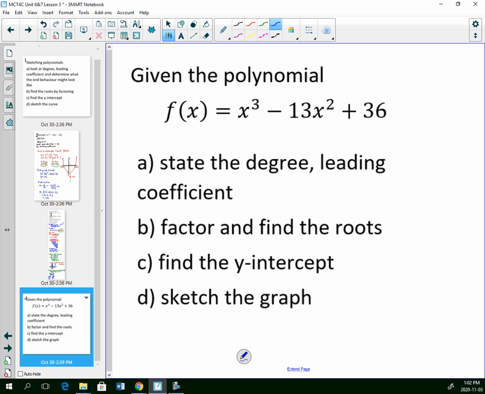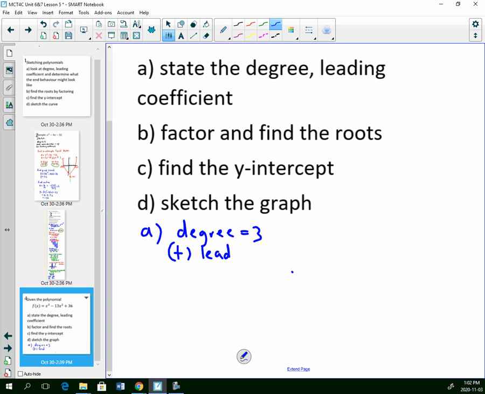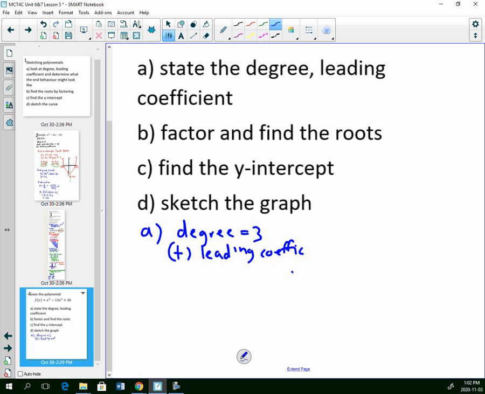So here we have the polynomial x to the power 3 minus 13x squared plus 36. So let's state the degree. The degree is, again, 3. It has a positive leading coefficient. So it's going to look like the last graph, right? It's going to go uphill.